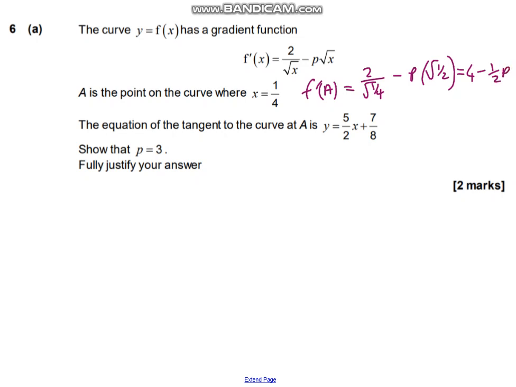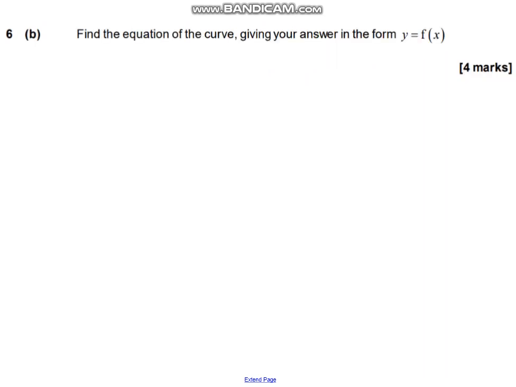That's all very good, but if we look at this, we're told the gradient at that point here is 5 over 2. So we've now got 4 minus 1/2 p is equal to 5 over 2, and we just simply solve that equation, and so we get 1.5 is equal to 1/2 p, and so 3 is equal to p. So oddly, no integration required. On to part B now. Find the equation of the curve giving your answer in the form y equals f of x.